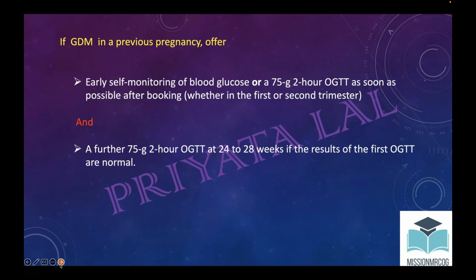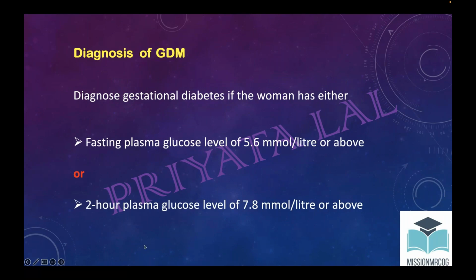Now how will you diagnose GDM? Again, there are two numbers that you have to remember. If the fasting level is more than 5.6, or the 2 hour plasma glucose level is more than 7.8, if either value is high, then you will label the patient as GDM. Another simple way of remembering the diagnosis of GDM: 5, 6, 7, 8. These are chronological numbers. So just remember fasting 5.6, 2 hour postprandial 7.8.